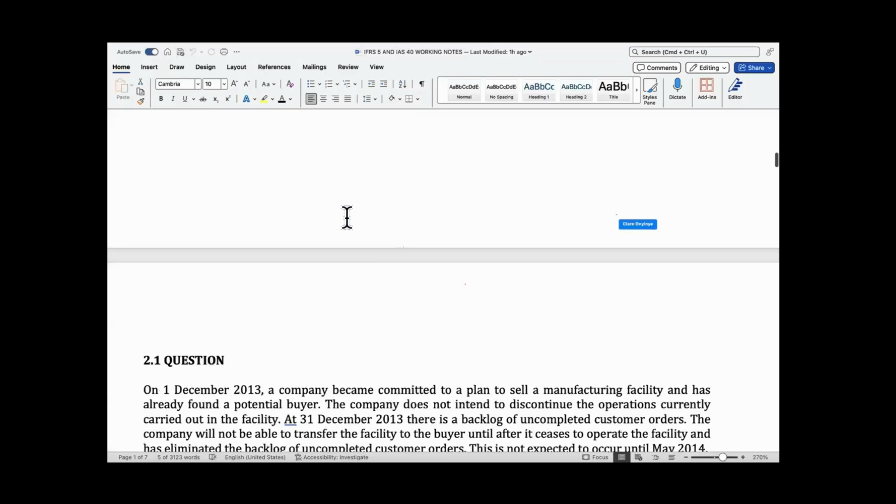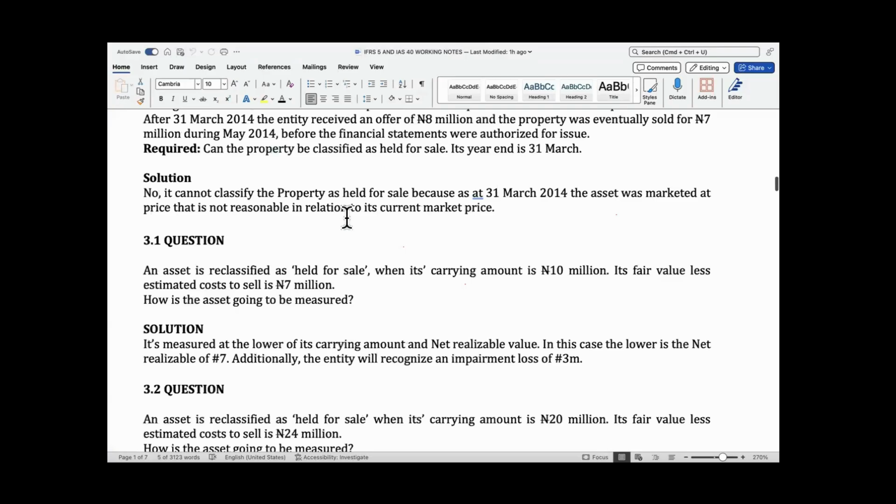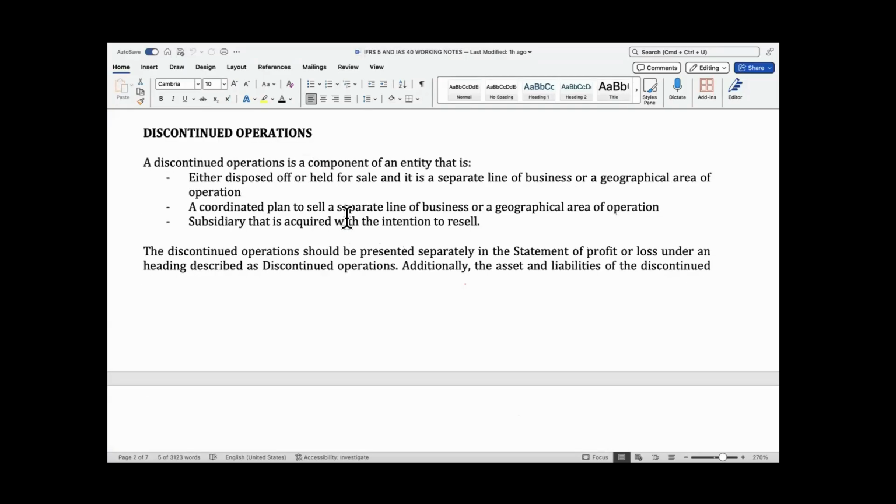And we also looked at discontinued operations, which we said is a component of an entity that is either disposed of or held for sale. And it could either be a separate line of business or a geographical area of operation. And it could just be a plan to sell off. You might not necessarily have sold the component of the entity, you might just be planning to sell. And also, a discontinued operation can also be a subsidiary that is acquired with the intention to resell.